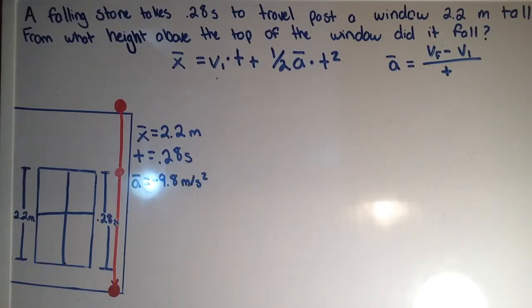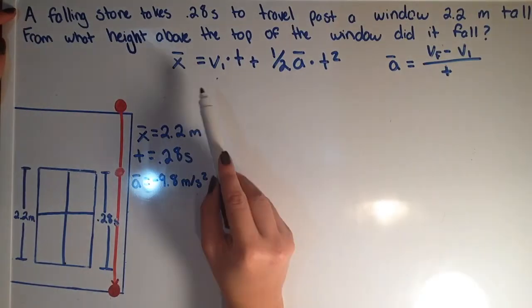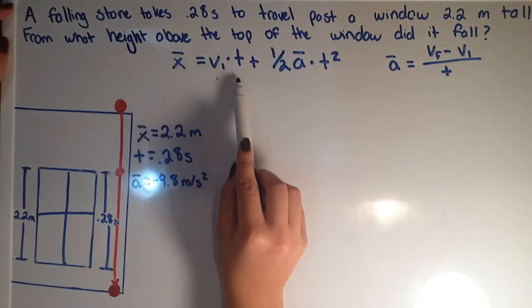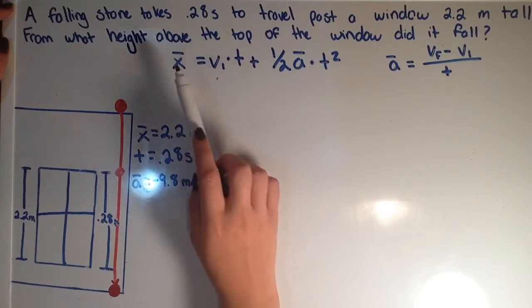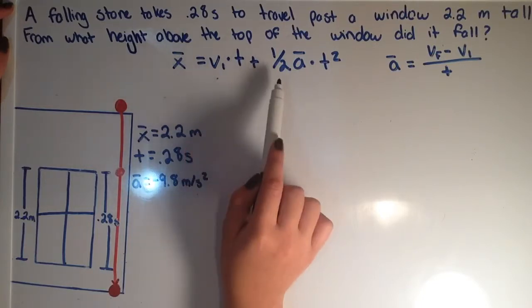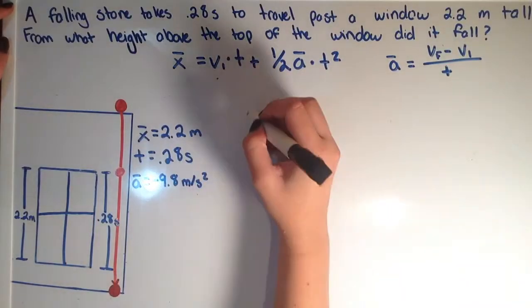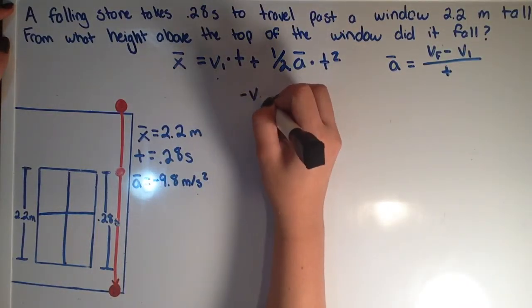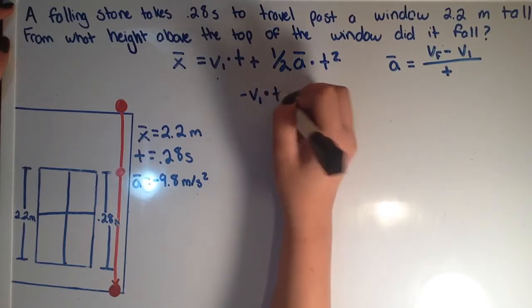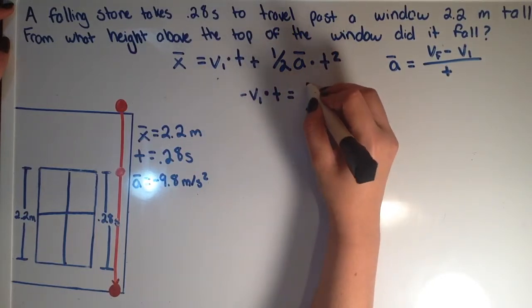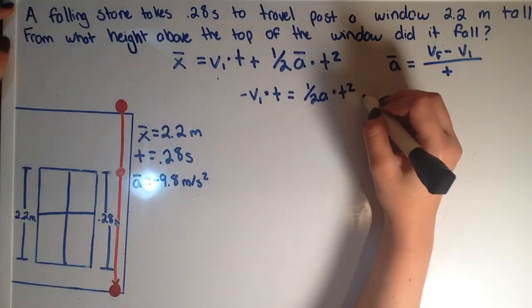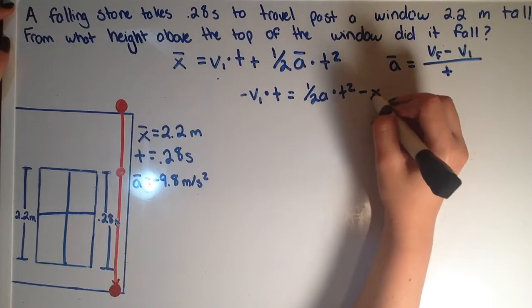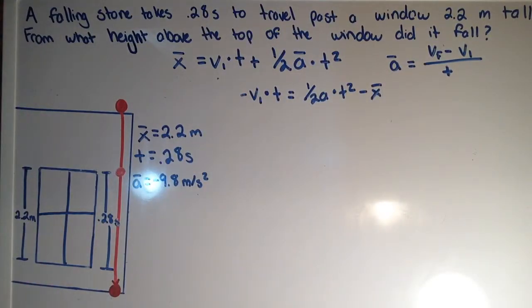So the first thing you want to do, or the first thing I did, is subtract Vi times t, because this is added, so you could just take this chunk and subtract it, and subtract x onto this side. So what you would end up with is negative Vi times t equals 1/2 a times t squared minus x. So from there, what we can do is divide by t.